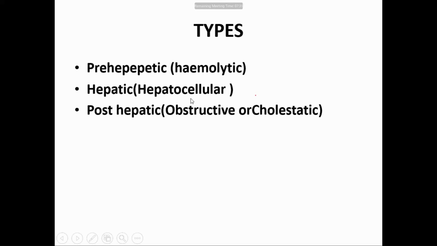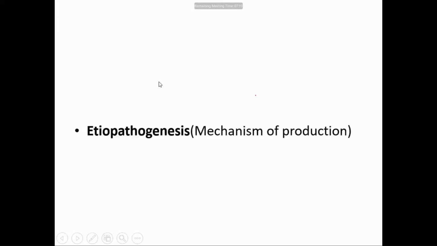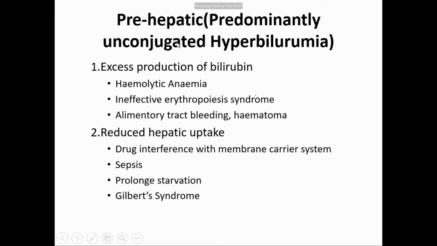Hepatic, earlier it was thought because of cellular death and inflammation, liver function is affected, called hepatocellular. But now, as I will show you, there is obstruction. And pre-hepatic. Now coming to pre-hepatic or predominantly unconjugated hyperbilirubinemia. What are the causes of?